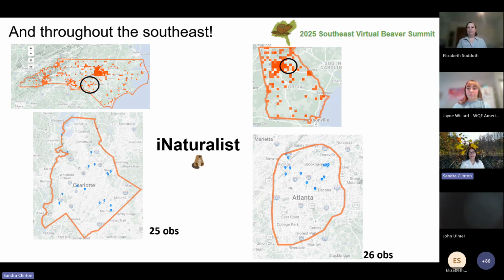And then if you focus in on a couple of cities, I chose Charlotte and Atlanta. Each of the blue dots are where people have seen or think they have seen beavers or beaver dams or beaver flooding. I also want to emphasize that this actually underestimates the number of beavers we see in urban areas. I know from experience and from the people I work with in Atlanta that there are way more beaver sites than are documented in iNaturalist.